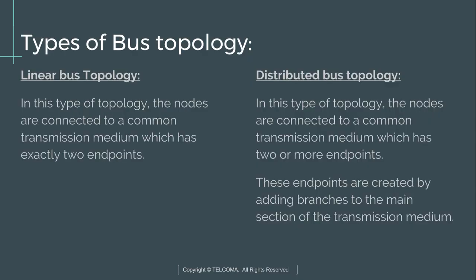Then there are types of bus topology: linear bus topology and distributed bus topology. In linear bus topology, the nodes are connected to a common transmission medium which has exactly two endpoints. In distributed bus topology, the nodes are connected to a common transmission medium which has two or more endpoints. These endpoints are created by adding branches to the main section of the transmission medium.